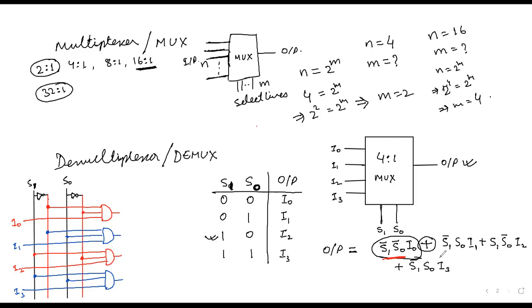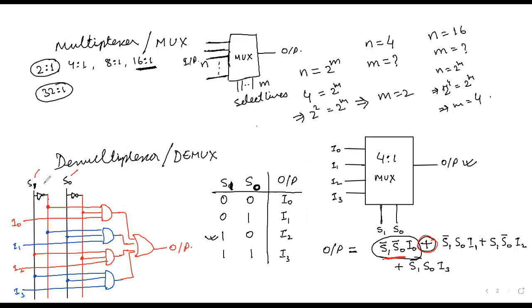Now, these AND operations are connected with an OR operation. So here we will have one OR gate. So this is the output. Now, take the values of S1 and S0 and you can check what you are getting at the output.